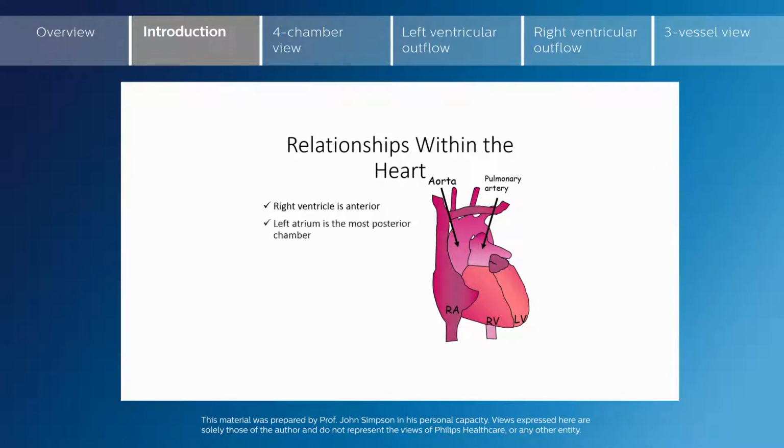So the right ventricle is anterior, the left atrium is the most posterior structure, and the right ventricular outflow tract is wrapping around the left ventricular outflow tract, as we see here. The pulmonary artery is to the left of the aorta and slightly anterior to the aortic valve.